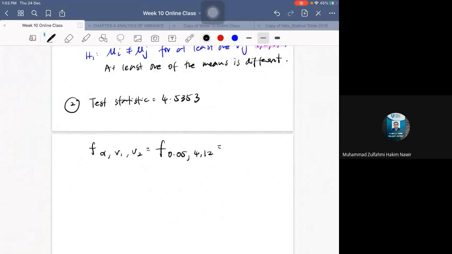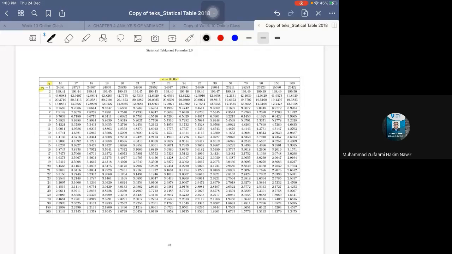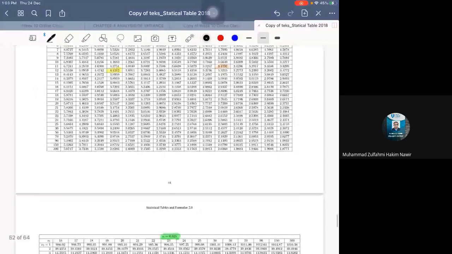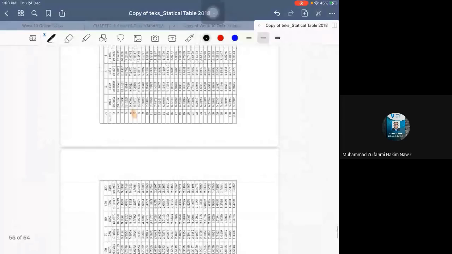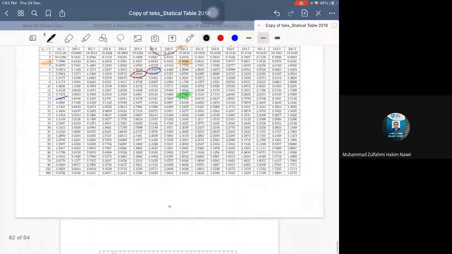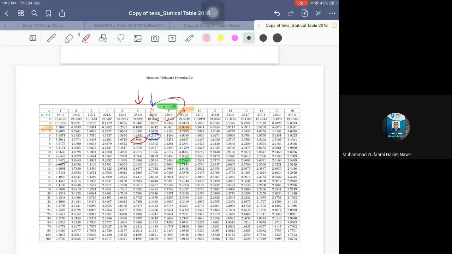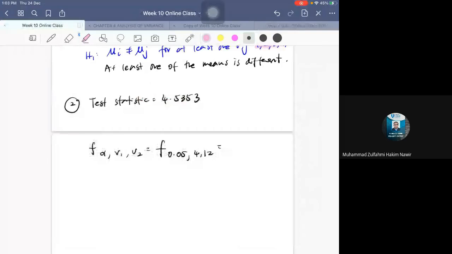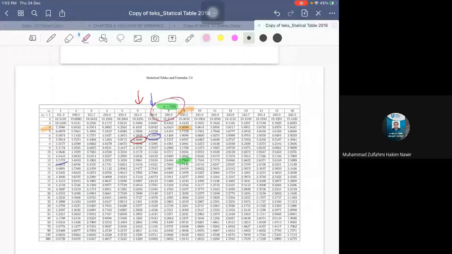And what's going to be the value of this? So that is 0.05. This is 0.005. So I have to look at it very carefully. Where is 0.05? It's going to be somewhere over here, and that is going to be 4 and 12. So this is my 4, this is my 12, and this is where it intercepts. So the intercept is going to be a value of 3.2592.